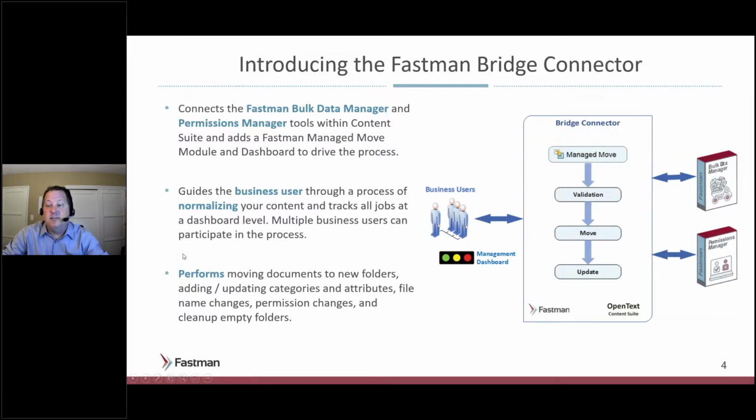The other thing it really does is guide the business users through a process of normalizing your content, and it tracks all the jobs at this dashboard level. It can support multiple business users participating in the process at the same time too. To be a little more specific, it performs moving documents to new folders, adding and updating categories and attributes, performing name changes and permission changes, and then cleaning up the whole process that's been involved as needed. Okay, are you ready to take a closer look at it in action?